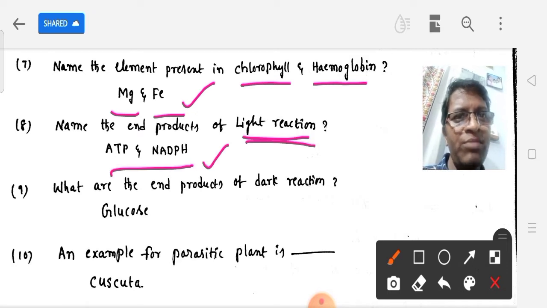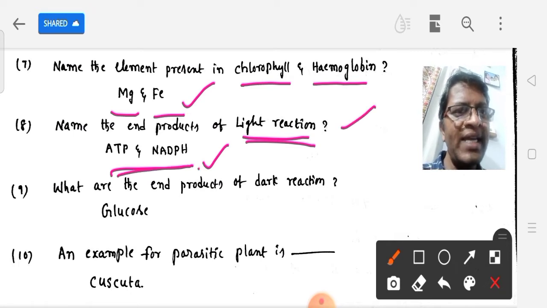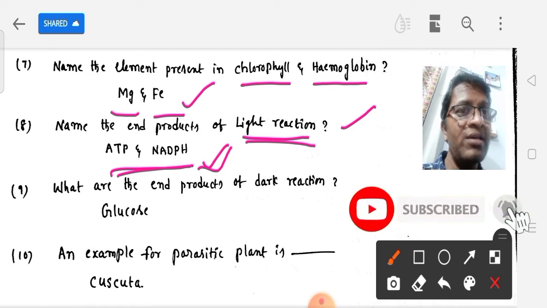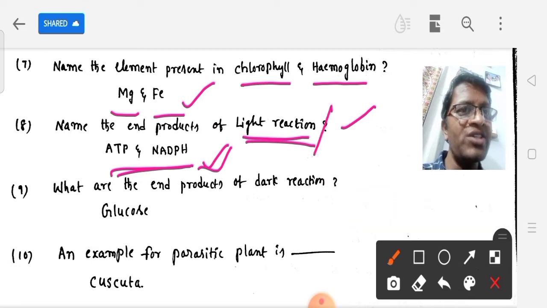Then we can go for eighth bit. Name the end products of light reaction. So ATP and NADPH, these are the end products of light reaction. Here, what is another name of light reaction? Sometimes they will ask. The light reaction's another name is photochemical phase.